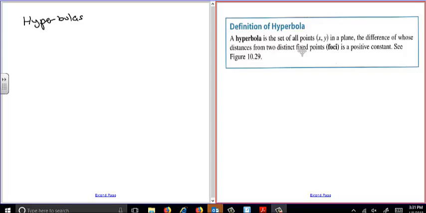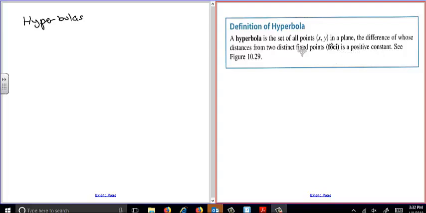Okay, we are now on hyperbolas. So hyperbolas are kind of like ellipses. They're what's called a conic section. And the definition for a hyperbola is the set of all points x and y in a plane whose difference of distances from two distinct fixed points called foci is a positive constant. See the figure, okay.